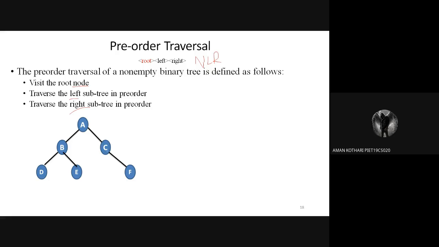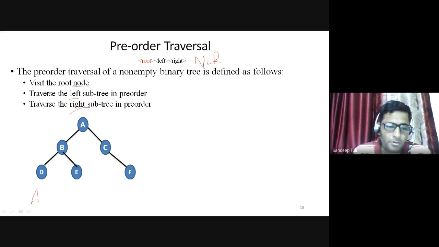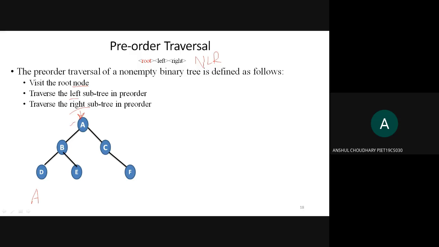A. Very good. Which node comes first? A, because it is a pre-order traversal. Suppose I start from the root. That rule I know: whichever node I am on, that node is written first. So A. Now I need to move in which direction? Left, B.